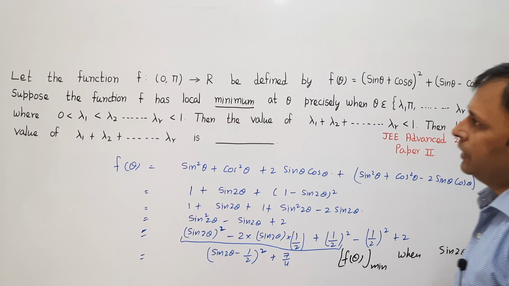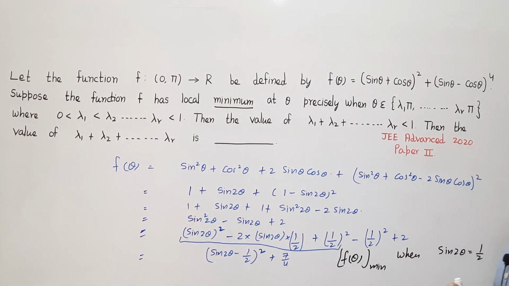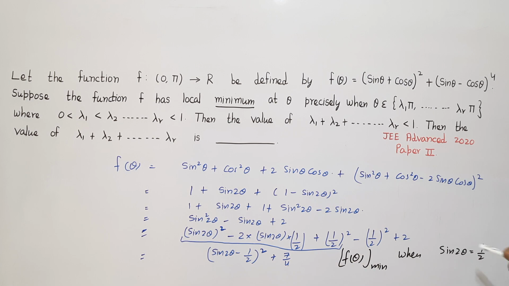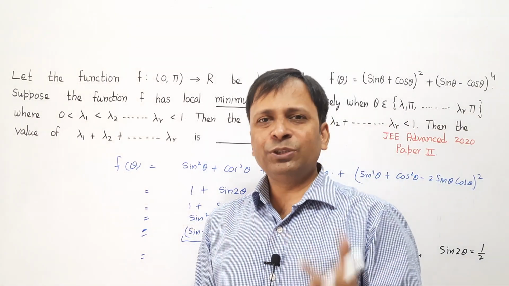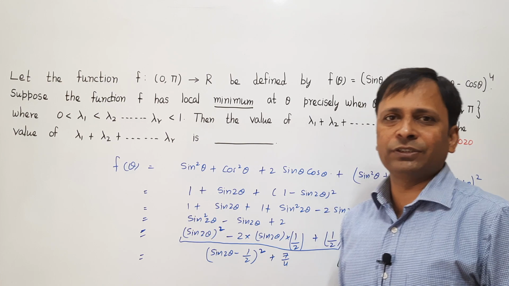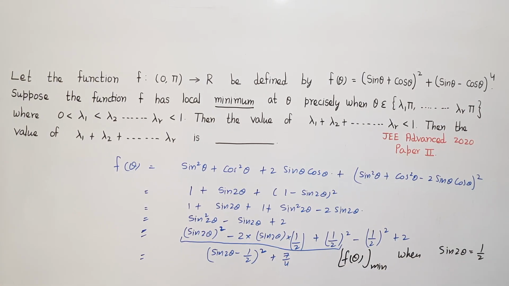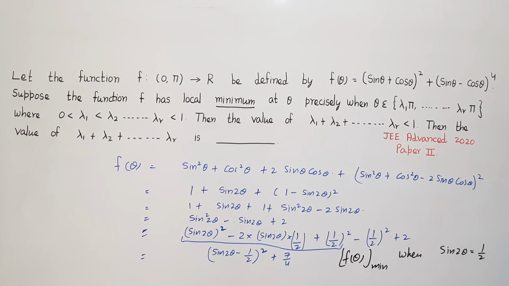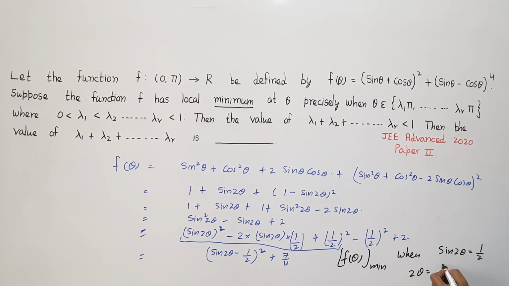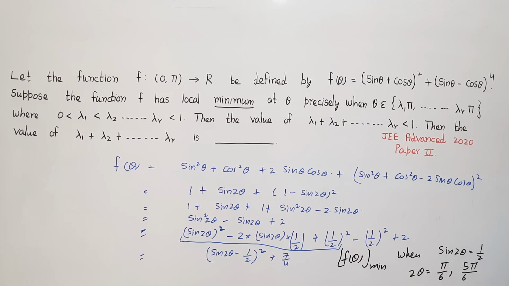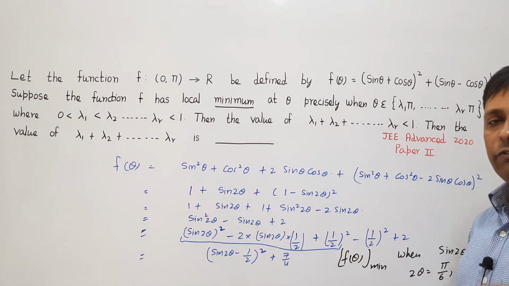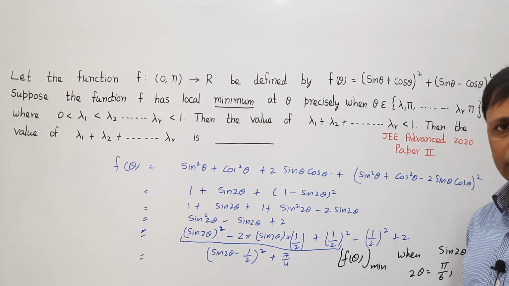Now if you see, theta is going from 0 to pi because the domain of the function is 0 to pi. So if theta is going from 0 to pi, 2 theta will go from 0 to 2 pi. That means in the interval from 0 to 2 pi, I need to identify those values of theta for which sine 2 theta is equal to 1 by 2. So sine 2 theta equal to 1 by 2 means 2 theta can be equal to how much? 2 theta can be equal to pi by 6. 2 theta can also be equal to 5 pi by 6, because 5 pi by 6 is again in the second quadrant, and sine of pi minus pi by 6 will be nothing but sine pi by 6, equal to 1 by 2.